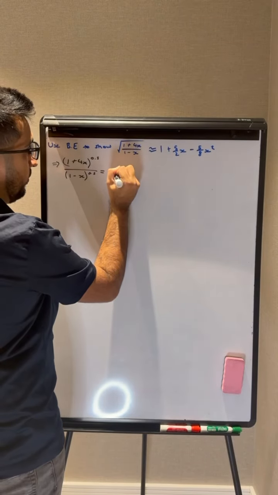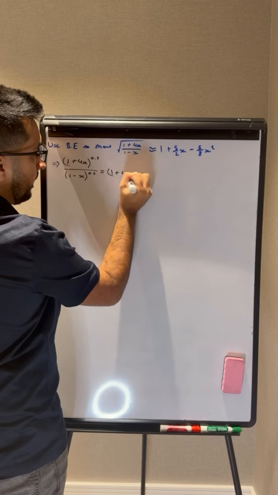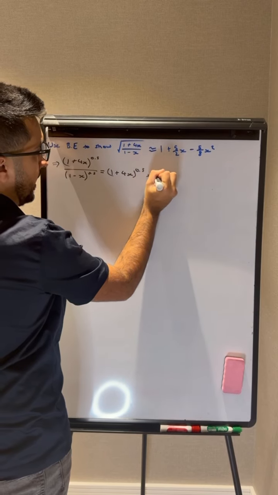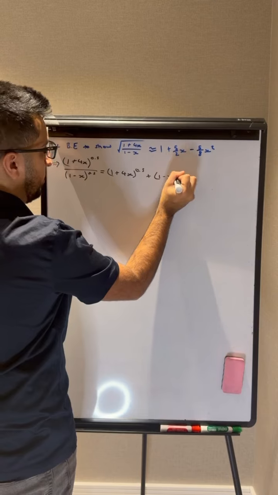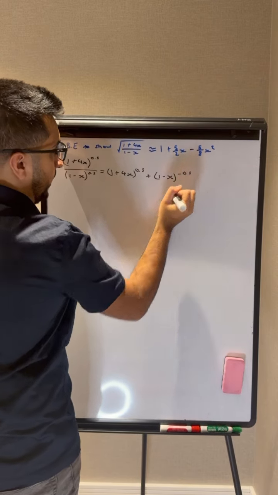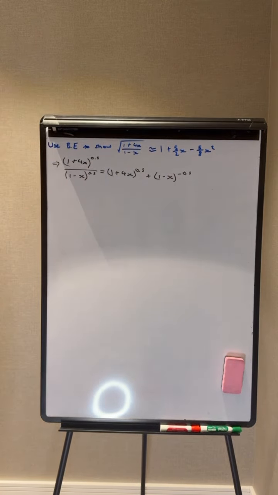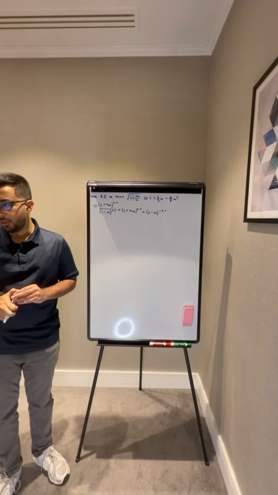We are then going to rewrite the new denominator as a power to a negative, such that we are left with this. Perfect. Now we can do the general binomial expansion.